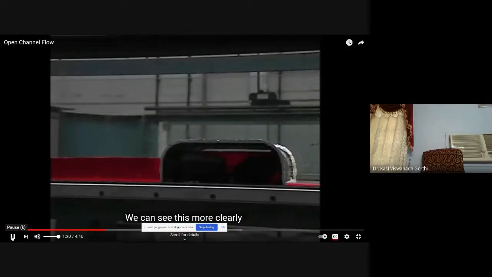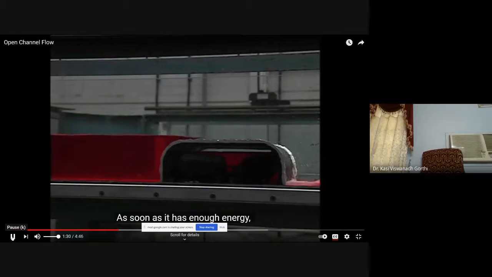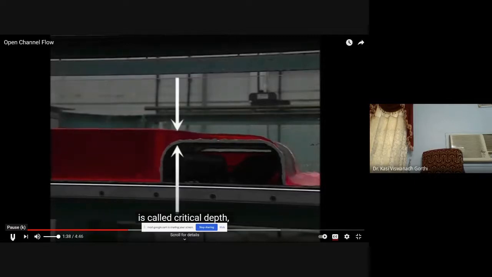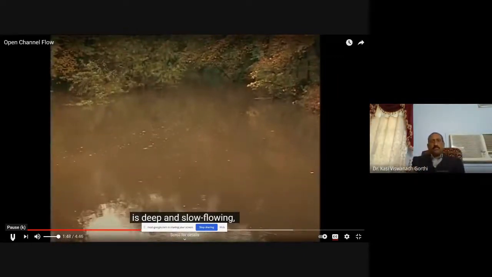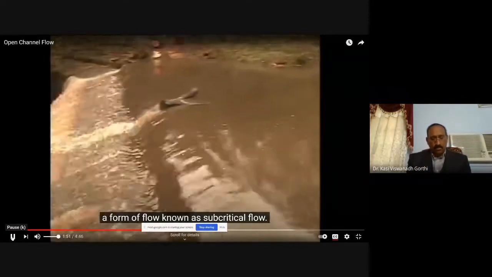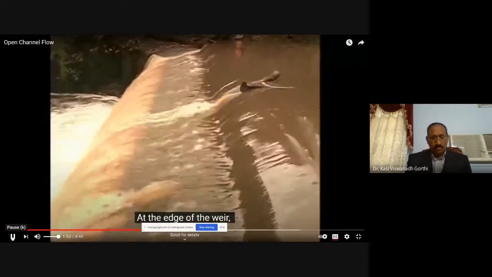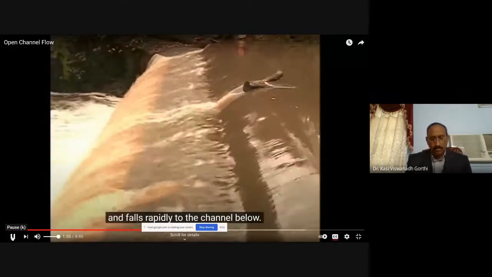We can see this more clearly in the laboratory. Here we see water building up behind a model of a weir. The water has been coloured for visibility. As soon as it has enough energy, the water spills over the weir. The depth of water over the weir is called critical depth, and this depth is constant for a given flow rate and weir geometry. The water behind the weir is deep and slow flowing, a form of flow known as subcritical flow. At the edge of the weir, it spills over and falls rapidly to the channel below.